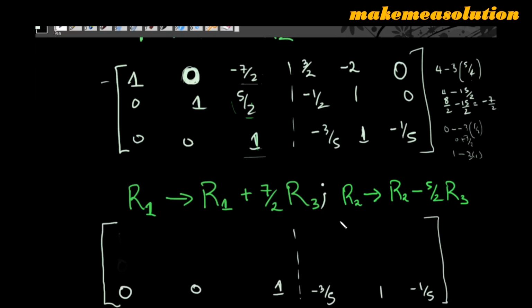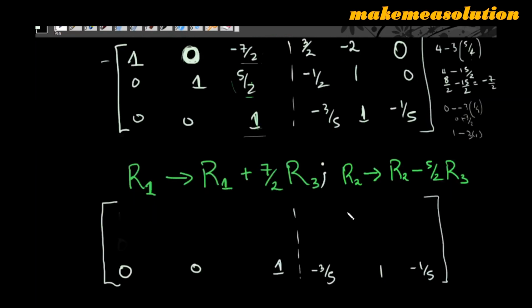So let's start with row 1. To get the new row 1, we need to say the old row 1 plus 7 over 2 row 3. Okay, so 1 plus 7 over 2 times 0 is still going to give you 1. Is that okay? Gradually, 0 plus 7 over 2 times 0 is also going to give you 0. Now, negative 7 over 2 plus 7 over 2 times 1 is going to give you 0, because these are counter magnitudes. One is negative and one is positive, so they will cancel out, which is what we wanted. We wanted here to be 0.